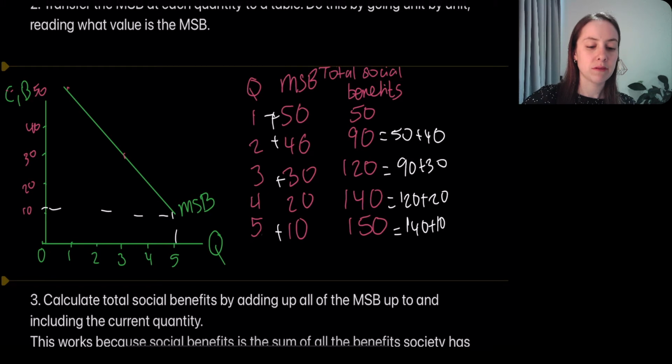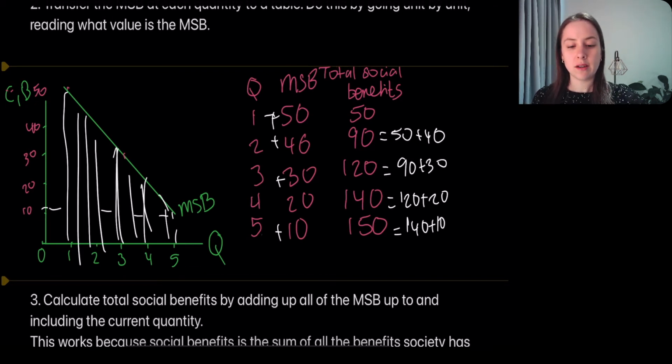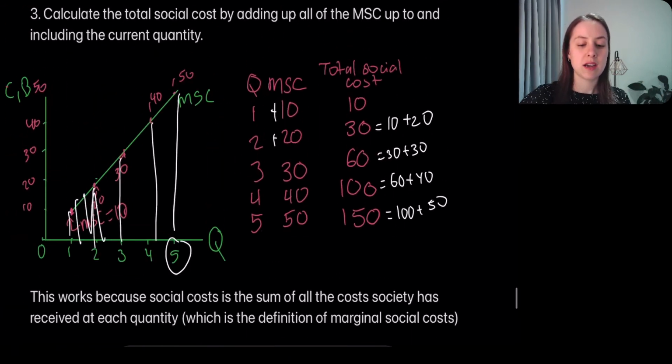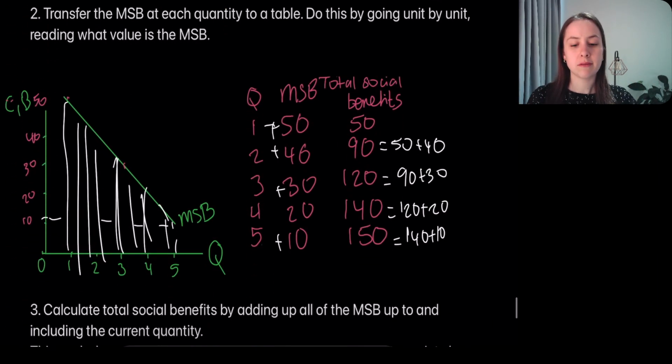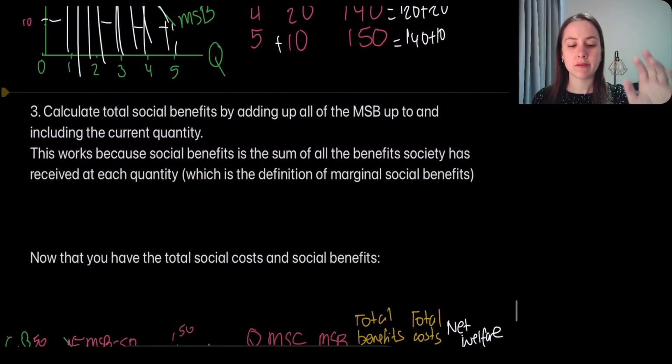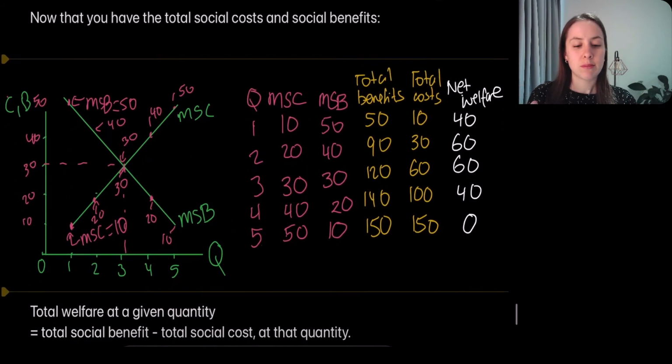So your total social benefits can be thought of as the area underneath your MSB curve up until the unit that you're going for. So that's the same as MSC, area below the MSC curve, area below the MSB curve. Okay, so now that you have the total social costs and the total social benefits, to recap, I've just merged them all together. I did them separately because it was going to be a busy chart, but you can see them here together. And we can then work out what I call here net total welfare.